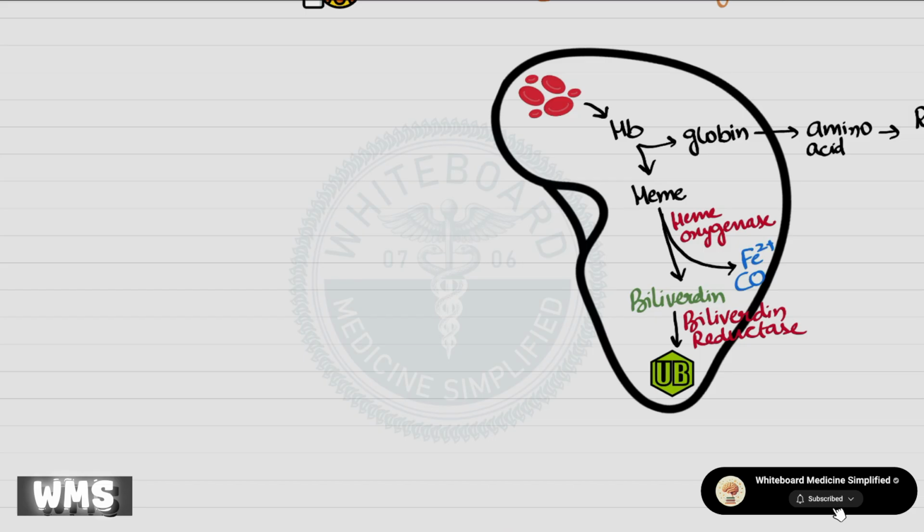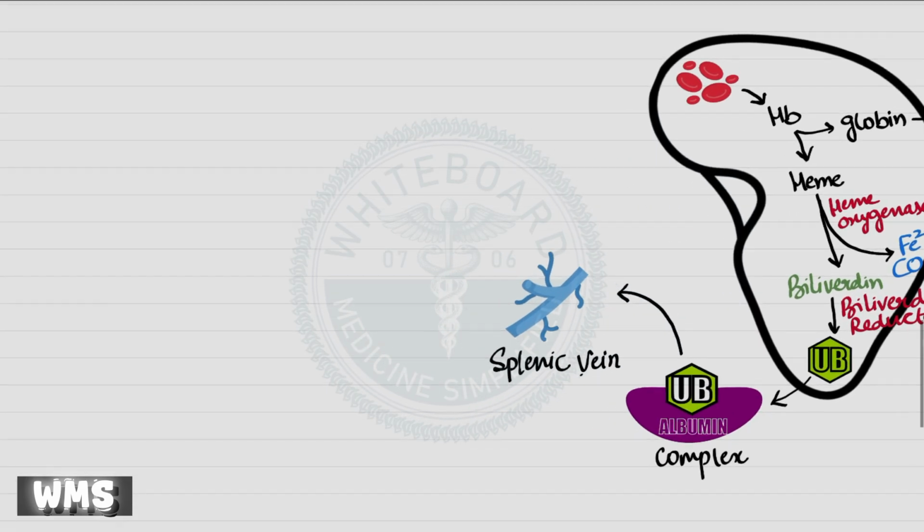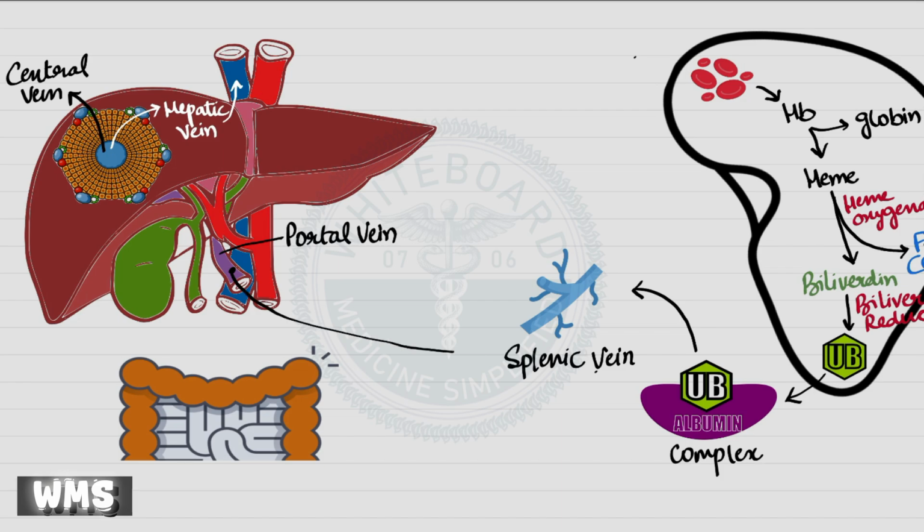It's highly hydrophobic. So to move safely through the bloodstream, it binds tightly to albumin, forming the unconjugated bilirubin-albumin complex. From the spleen, this complex travels through the splenic vein, which then joins the portal vein, carrying bilirubin directly to the liver. From other sites like the bone marrow, it first goes through the systemic veins to reach the heart, and from there, it's carried to the liver via the hepatic artery. But remember, the majority of bilirubin reaches the liver through the portal circulation.